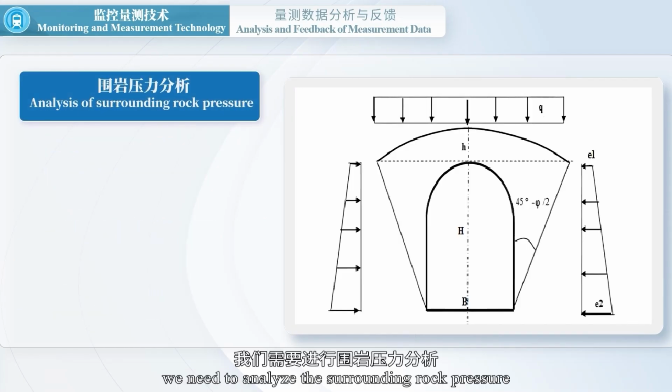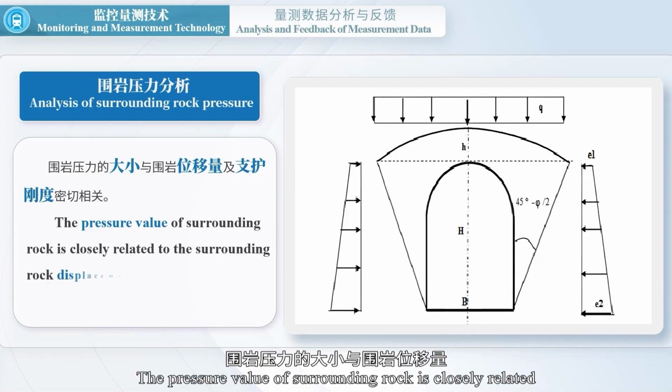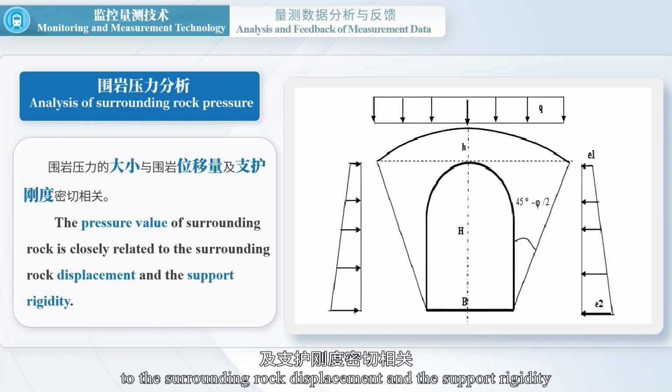Analysis of surrounding rock pressure. Secondly, we need to analyze the surrounding rock pressure. The pressure value of surrounding rock is closely related to the surrounding rock displacement and the support rigidity.